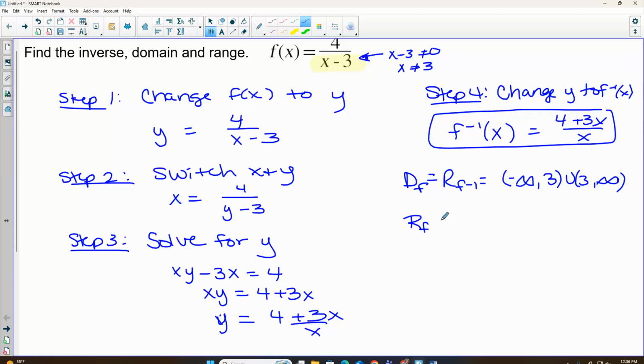It's harder to look at something and know the range, but the range of the function is the same as the domain of the inverse. So if I look at my inverse, I know the bottom can't be 0, so x can't be 0. So that would be negative infinity to 0, union 0 to infinity.